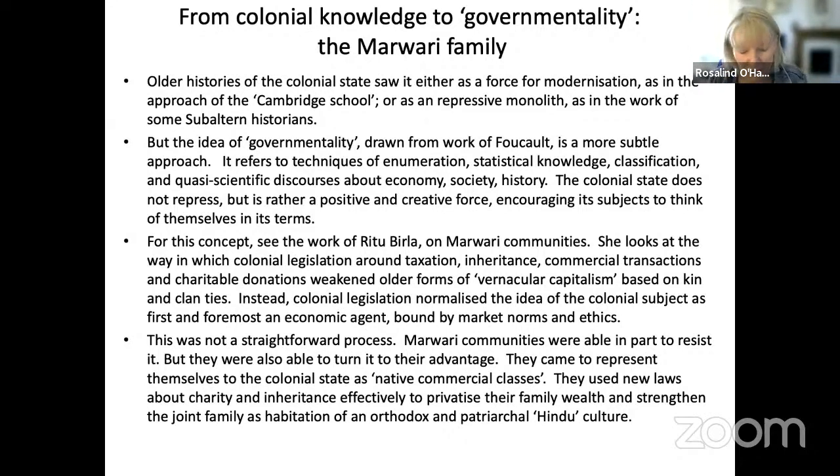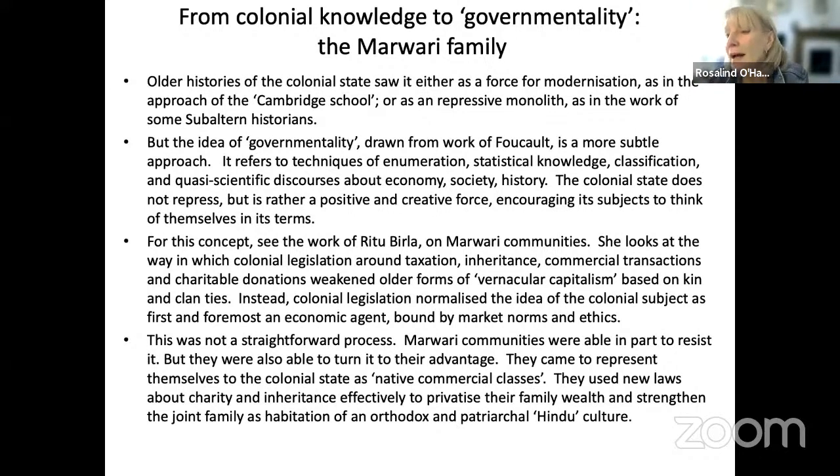And one of the articles I suggested you read is the work of an absolutely outstanding historian, Ritu Birla, who is now at the University of Toronto. Some of you may have come across her work. Some of her earlier work is on Marwari communities in colonial India. And she has this very good book, her first book, you can find it easily. And she looks at the way in which Marwari communities both resisted and took advantage of forms of colonial legislation around taxation, inheritance, commercial transactions, and charitable donations. And she looks at the ways in which these forms of legislation helped people to think of themselves first and foremost as economic agents.